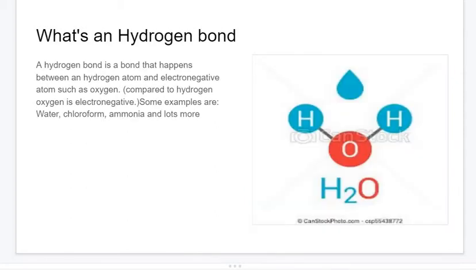Now I'll teach you about what a hydrogen bond is. But first, here's the example on the right of your screen. You can see that's a water molecule. There's 2 hydrogen and 1 oxygen, and it makes it a hydrogen bond. I'll explain why in this slide. A hydrogen bond is a bond that happens between a hydrogen atom and electronegative atoms, such as oxygen. Compared to hydrogen, oxygen is electronegative. Some examples are water, chloroform, ammonia, and lots more.